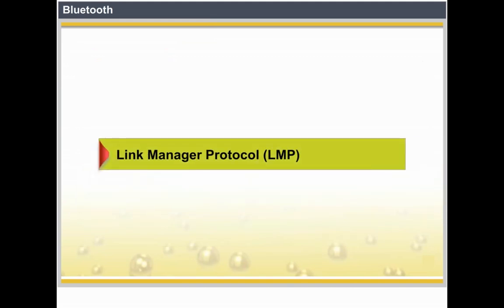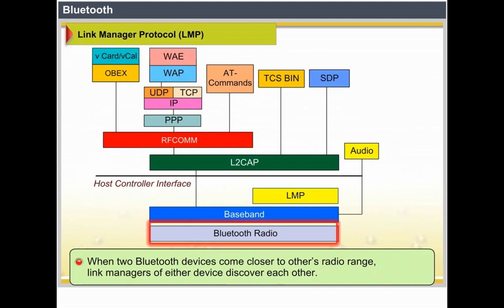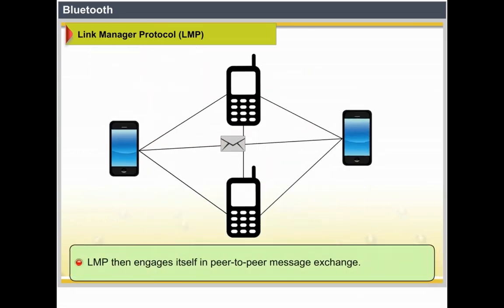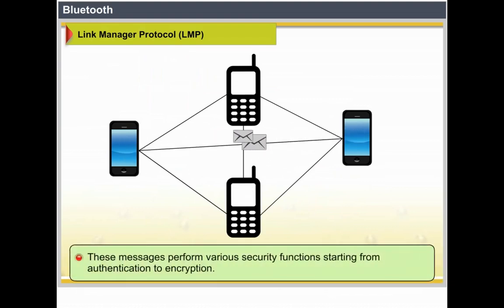Link manager protocol, LMP. When two Bluetooth devices come within each other's radio range, link managers of either device discover each other. LMP then engages itself in peer-to-peer message exchange. These messages perform various security functions starting from authentication to encryption.